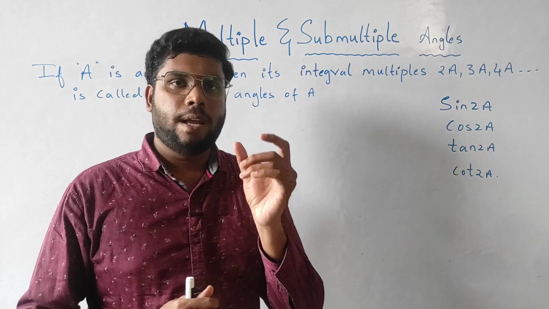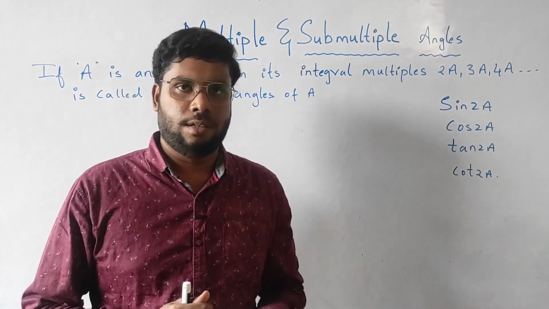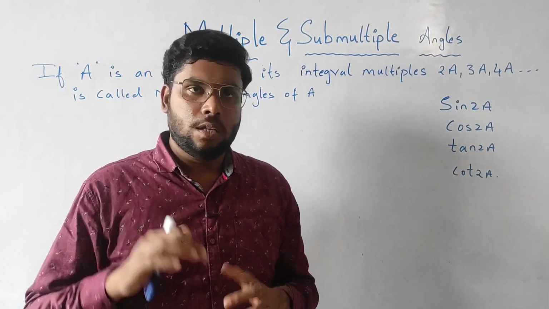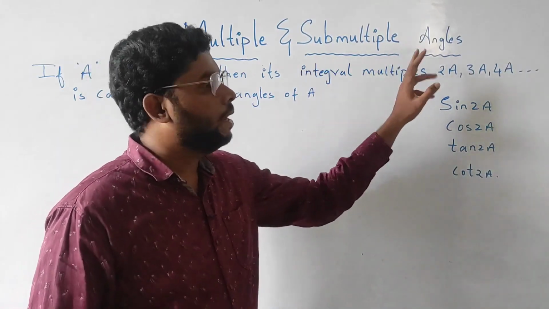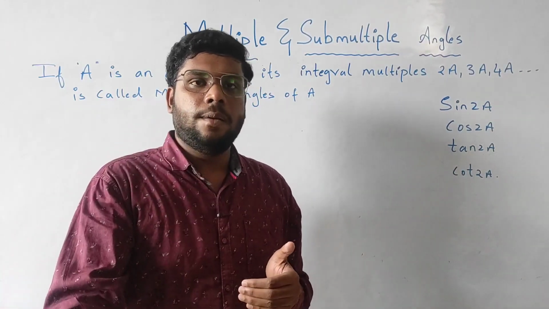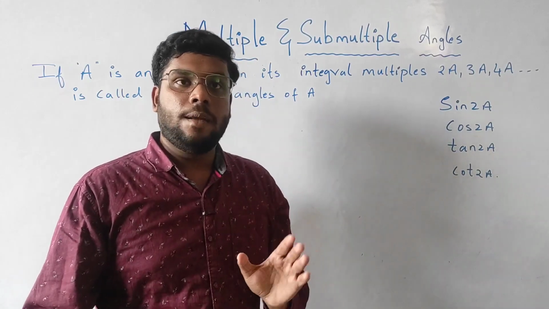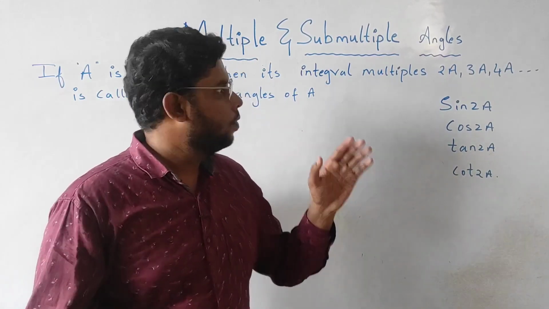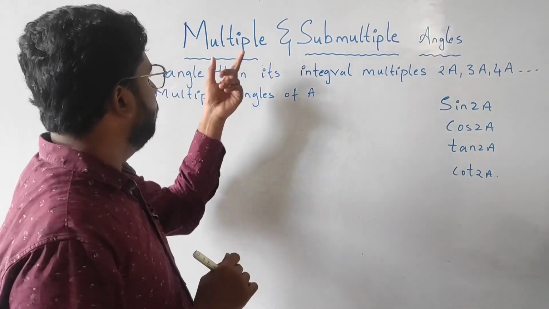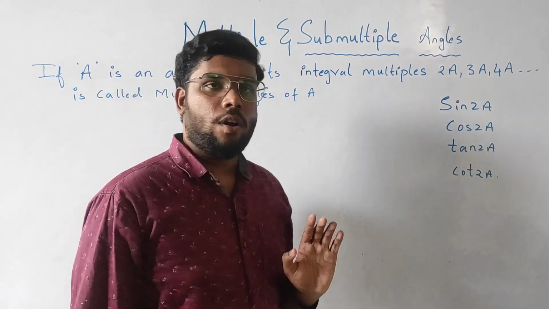Similarly, if A is an angle and we are multiplying A by a fraction like A by 2, A by 3, A by 4, and so on, these are called the submultiple angles. If you multiply by an integral multiple, it is called the multiple angle of A, and if you multiply by a fraction, it is called the submultiple angle of A. So we have seen multiple angles, and now we are going to see the formulas of sin 2A, cos 2A, tan 2A and cot 2A.